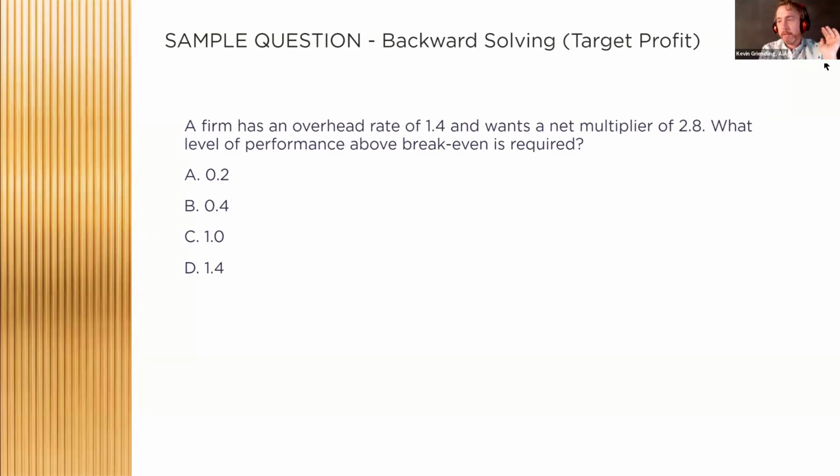Especially for numerical analysis, you can always encounter a question that's going to ask you to do it forward or backward. A firm with an overhead rate of 1.4 wants a net multiplier of 2.8. What level of performance above break even is required? So essentially, they're looking for a 0.4 performance above their break-even rate, because you're going to add your overhead rate to your salary rate, which is always going to be a 1.0.